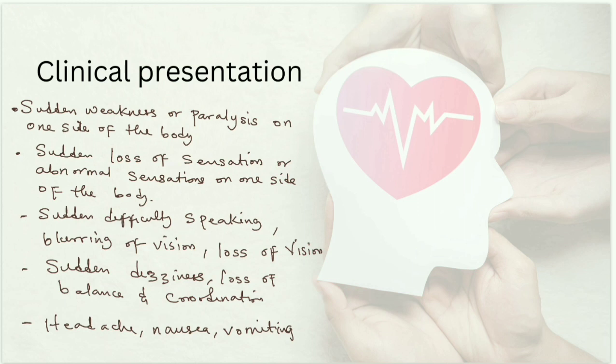And one thing you should know is that stroke is sudden, not gradual. You see someone now, and in the next few minutes, he or she is complaining of weakness in one part of the body. Such a person can complain of weakness or paralysis of one side of the body, probably the hand, the arm, the legs. Some could even complain of loss of sensation, some difficulty with speaking, blurring of vision, some might even lose vision, balance, some might lose coordination.